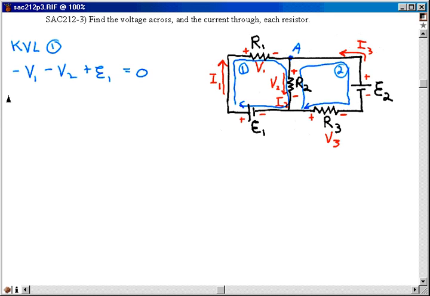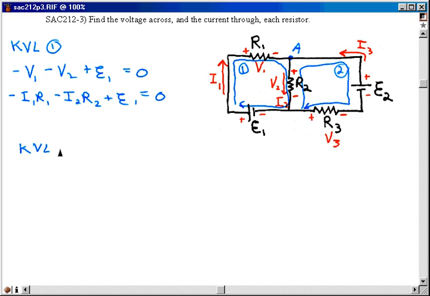I'll go ahead and use Ohm's law to replace those voltages with currents. V is equal to IR, so V1 is I1 R1. And V2 is I2 R2. Still got the E1 there.